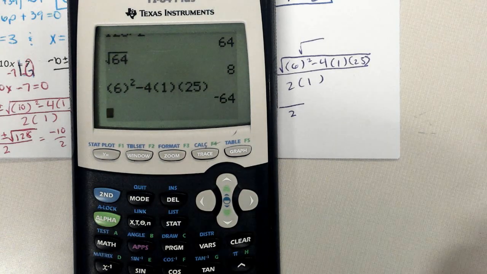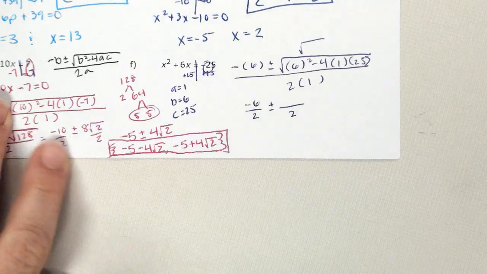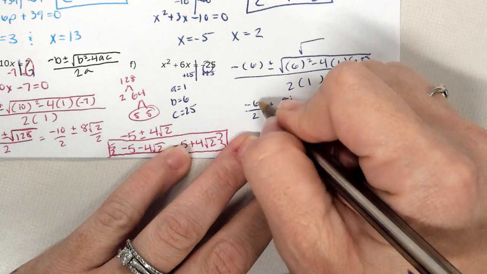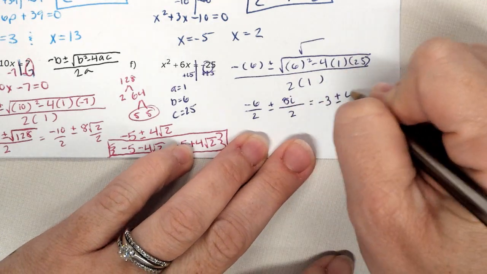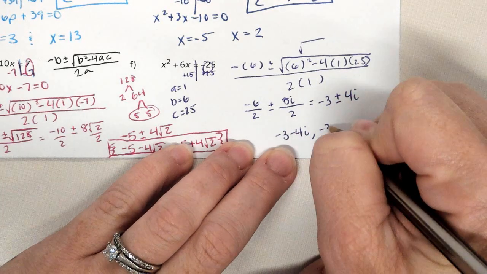And I'm going to get a negative. And it's negative 64. Well, 64 is a perfect square. It's 8. So it's going to give me 8i. So this simplifies to negative 3 plus or minus 4i. So I get negative 3 minus 4i, negative 3 plus 4i.